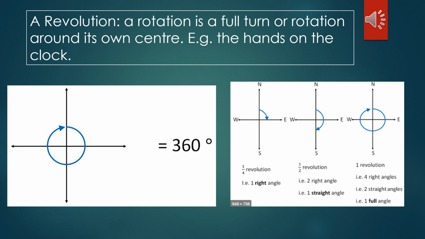If we look at the next image, you will see it's a quarter of a revolution. That means a right angle of 90 degrees. The next image is half a revolution. That's 2 right angles and 1 straight angle from top to bottom. The last image is 1 revolution. 4 right angles, 2 straight angles, and 1 full angle, which is a revolution.